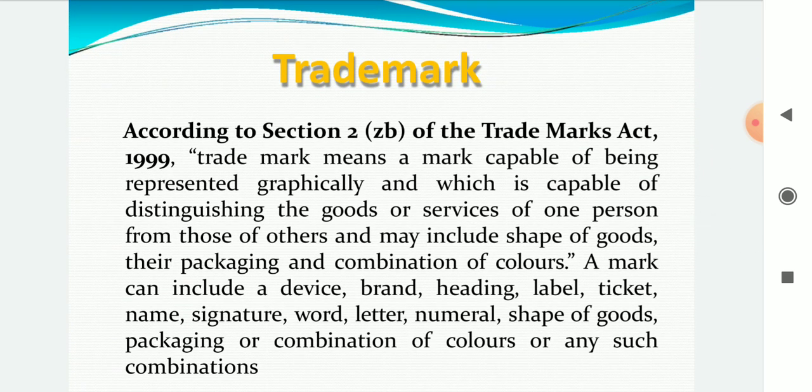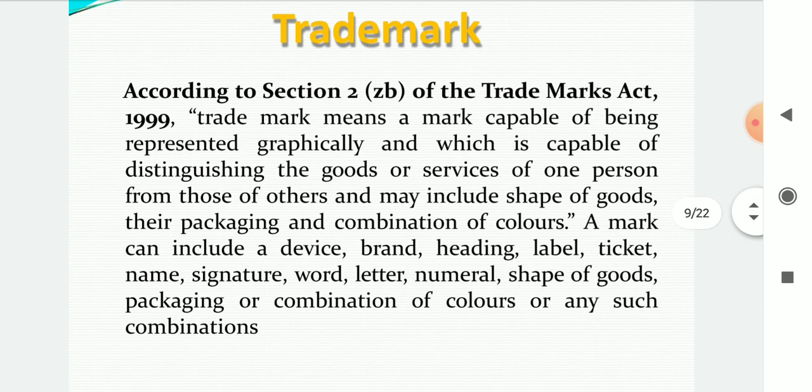According to Section 2(zb) of the Trademarks Act 1999, trademark means a mark capable of being represented graphically and which is capable of distinguishing the goods or services of one person from those of other persons, and may include the shape of goods, their packaging and combination of colors. A mark can include a device, brand, heading, label, ticket, name, signature, word, letter, numeral, shape, and combination of colors, or any such combinations.